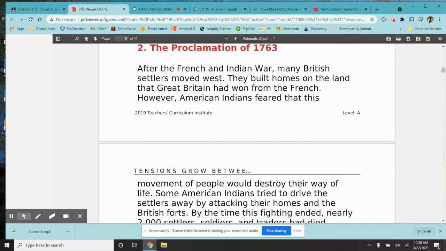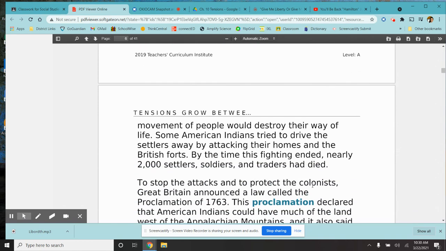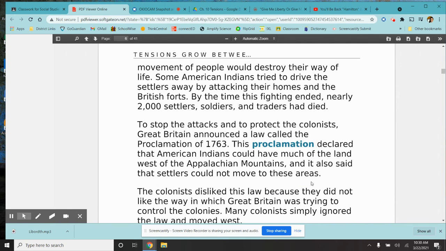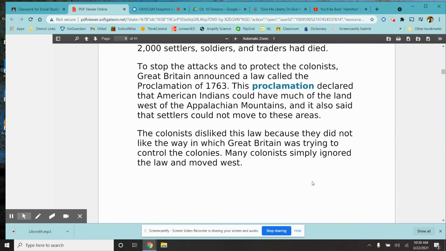However, American natives feared that this movement of people would destroy their way of life. Some American natives tried to drive the settlers away by attacking their homes and the British forts. By the time the fighting ended, nearly 2,000 settlers, soldiers, and traders had died. To stop the attacks and to protect the colonists, Great Britain announced a law called the Proclamation of 1763.